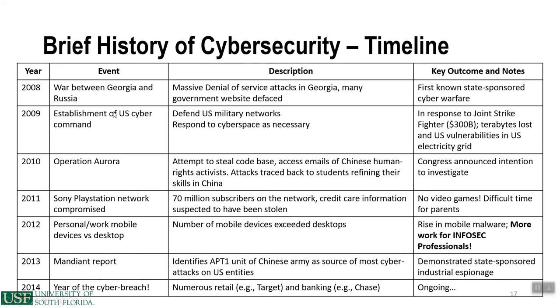In 2008, there was a war between Georgia, the country, not Georgia, the state, and Russia. There were massive denial of service attacks within the country of Georgia, and many government websites were defaced. In the past, hackers were conducting these attacks, and they may have been working by themselves. But in 2008, this was the first known activity of state-sponsored cyber warfare, meaning the government actually sponsored these types of attacks.